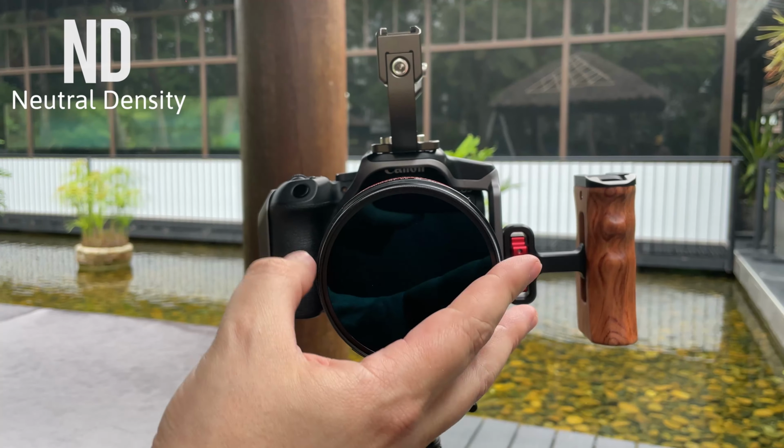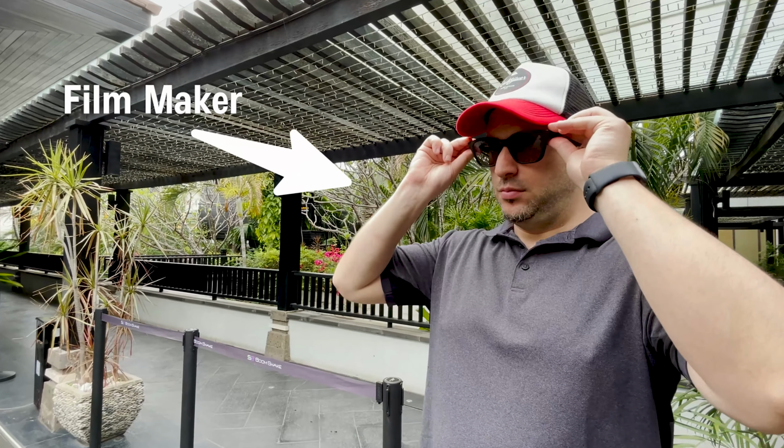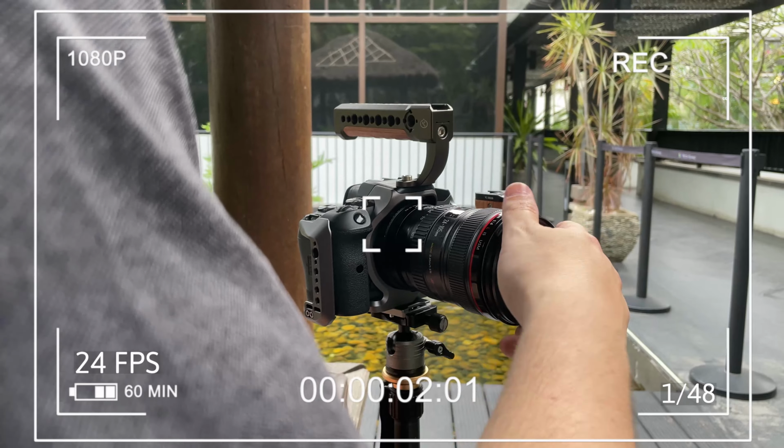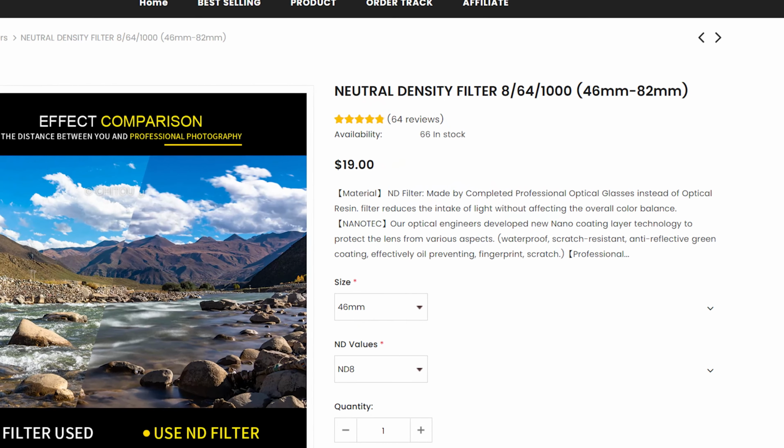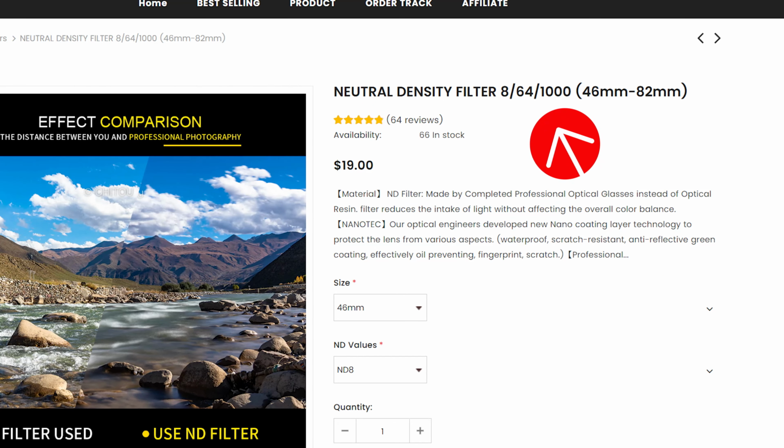The ND filter. ND stands for neutral density, and all this filter does is filter the amount of light that hits the sensor, just like your sunglasses. This is most commonly used by filmmakers that want to keep the 180-degree shutter angle. Now, if you're not familiar with shutter angle, basically you want to keep your shutter speed at twice your frame rate. This filter comes in a variety of intensities from ND2 all the way up to ND1000.